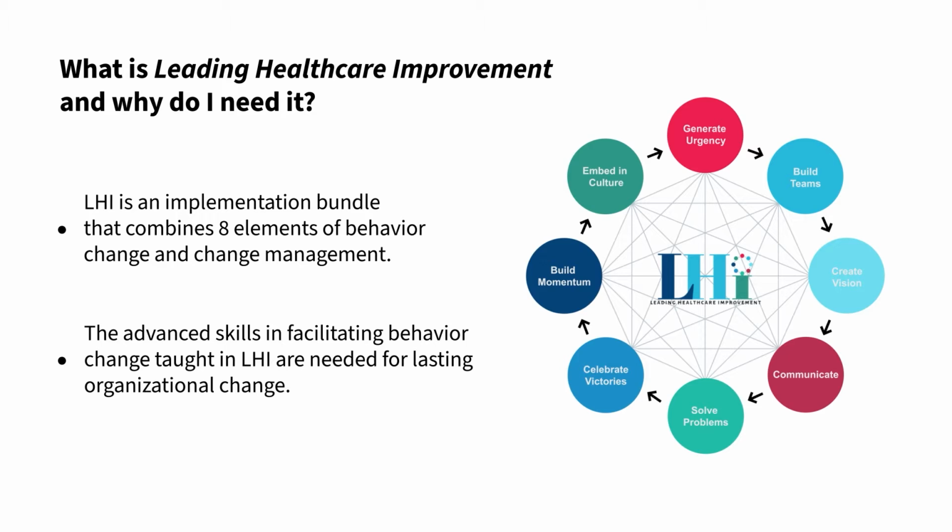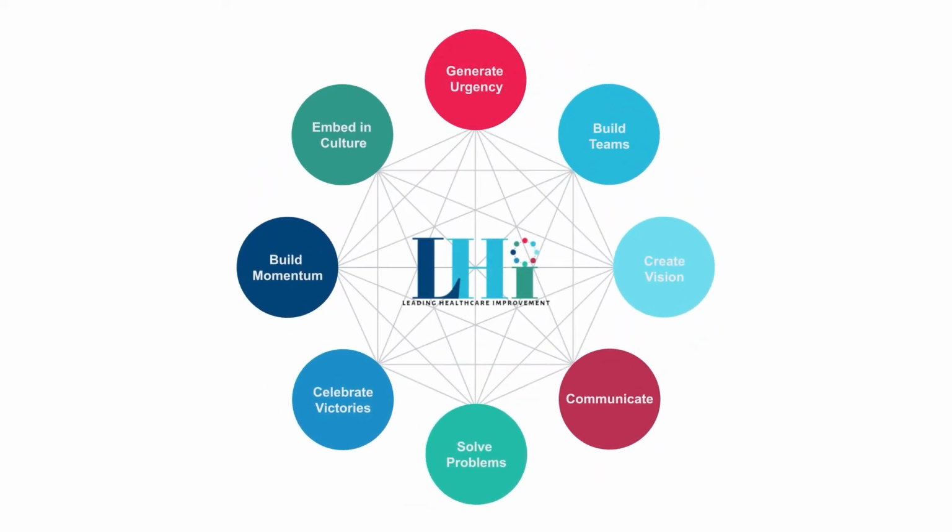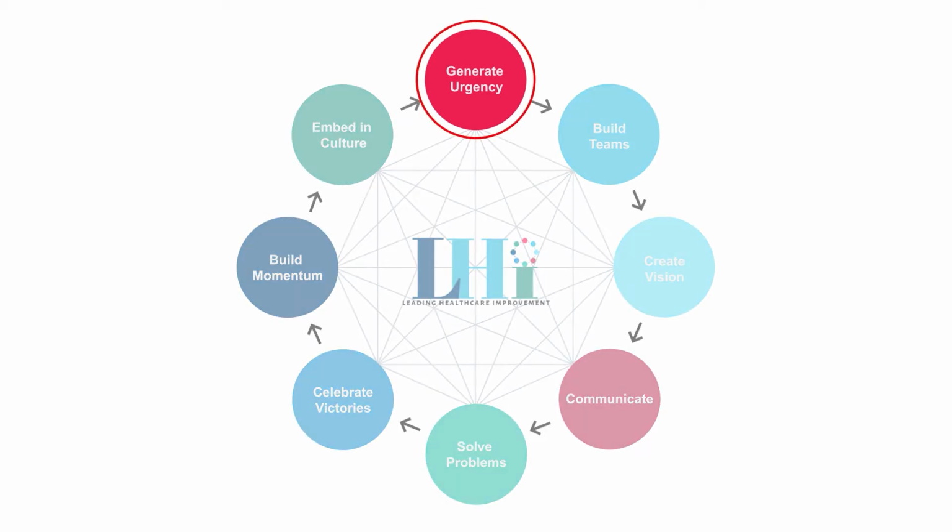Making organizational change is a complex process and undertaking that requires advanced skills in facilitating change at individual and organizational levels. These are the main topics we will discuss in this course. The process is depicted as a cycle, but as you can see, there are lines connecting all of the elements. That's because these elements can occur at various times, simultaneously, or repeat throughout the process. Today, we will start with Generate Urgency.